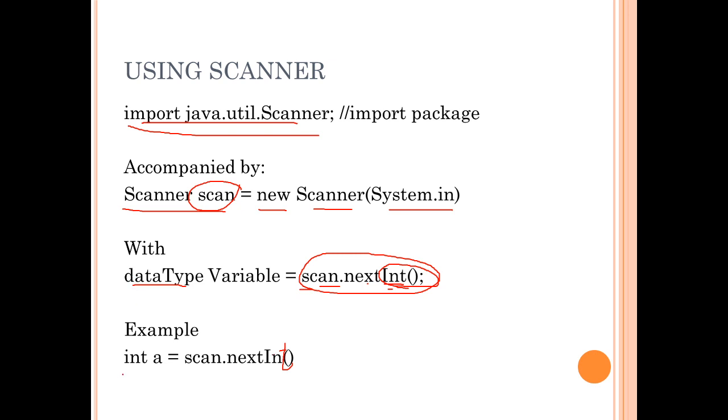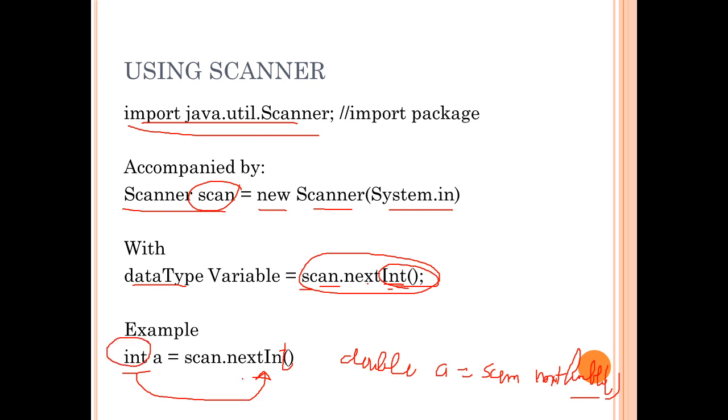So, whatever your data type here, nababago siya dito. Kunyari, ito ay ginawa nyong double a is equal to scan.nextDouble. Yun. So, hindi siya pwedeng int pa din kasi magkakaroon siya ng error. Kasi ito'y integer. Ito'y double. Dapat ito ay double din.